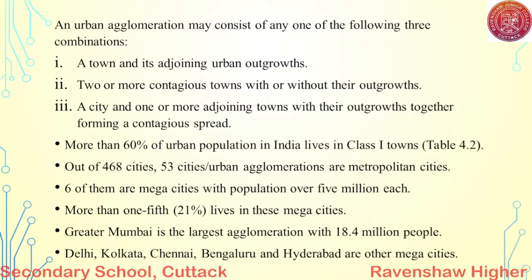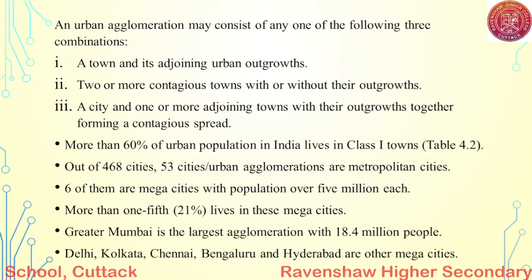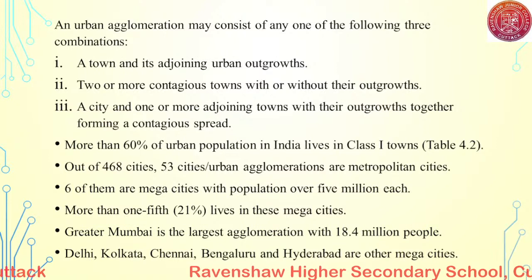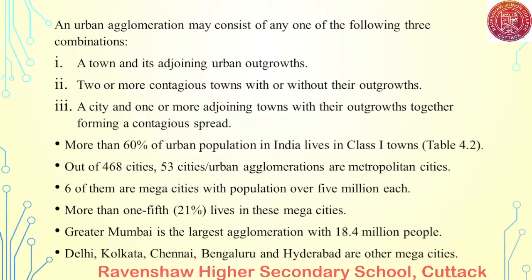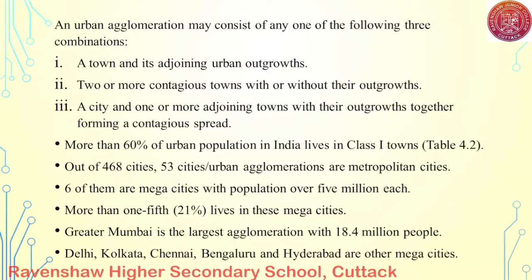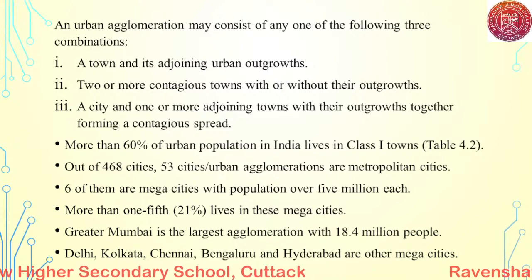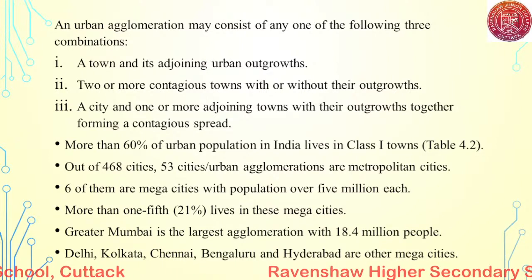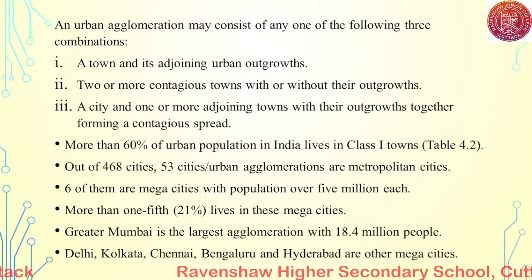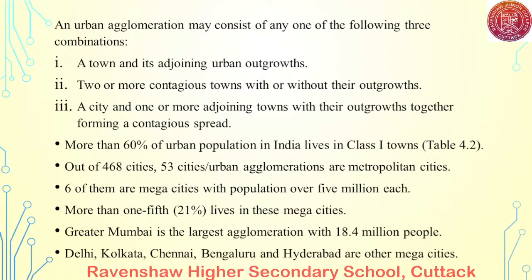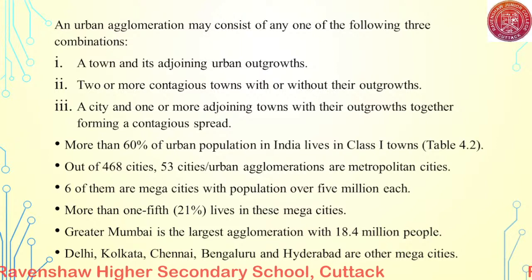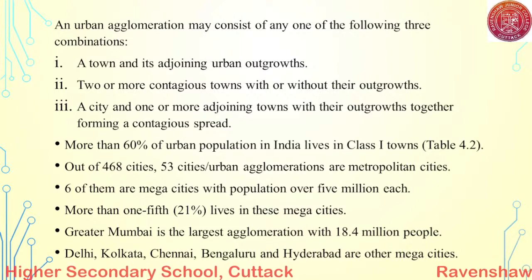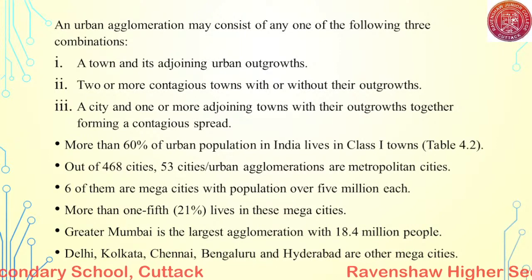It may be a town and its adjoining urban outgrowths, two or more contiguous towns with or without their outgrowths, or a city and one or more adjoining towns with their outgrowths together forming contiguous space, and more than 60% of the urban population live in class 1 towns.